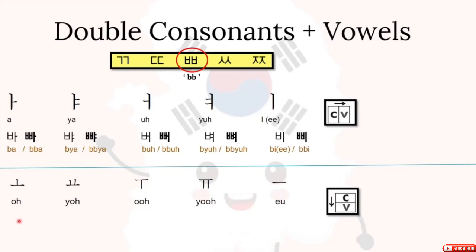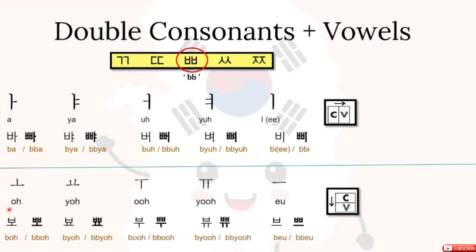Moving on to our next set of vowels. B and o becomes bo. B and o becomes bo. Bo, bo, bo, bo. Good. Next one. B and yo becomes bio. B and yo becomes bio. Bio, bio, bio.